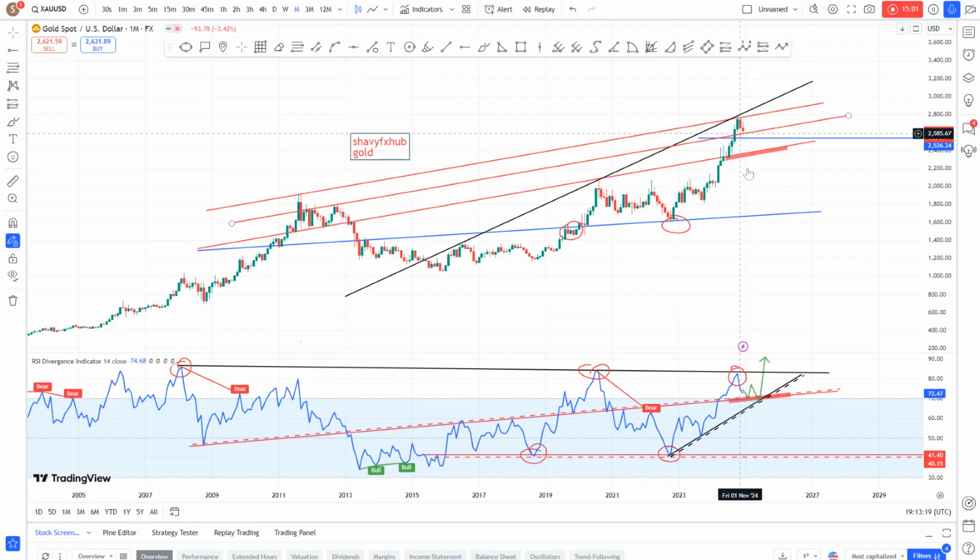So price just tested the roof in the month of November and rejected it, and price is coming back. And I feel price might return back to 2,536 and reject that level. But if by close of December price breaks below this line, then expect that 2025 will continue to sell gold. We will continue to sell gold until price comes to this level where we have a strong price action.